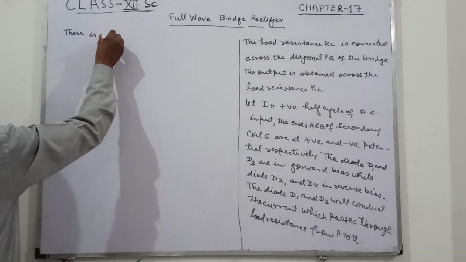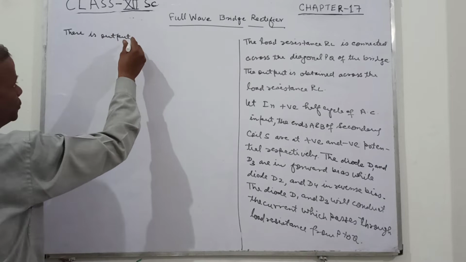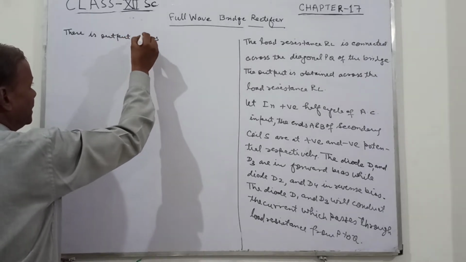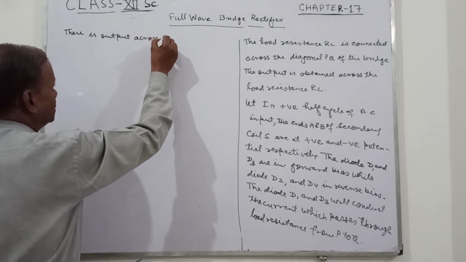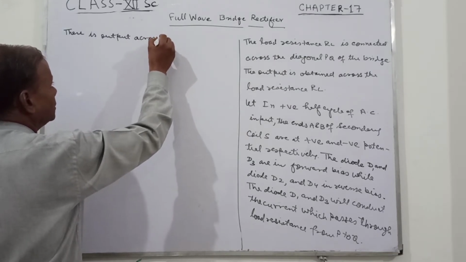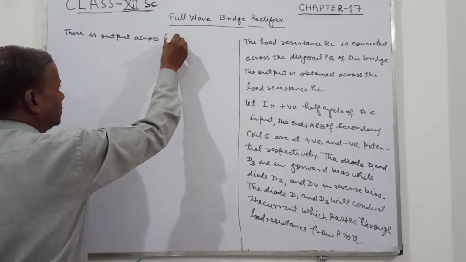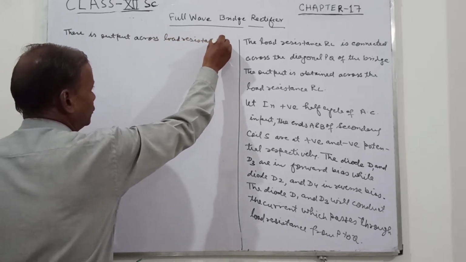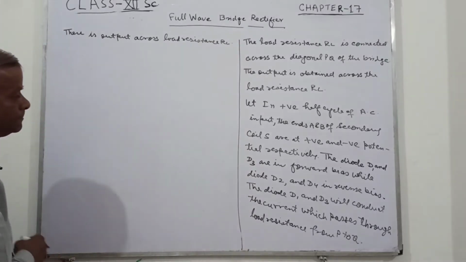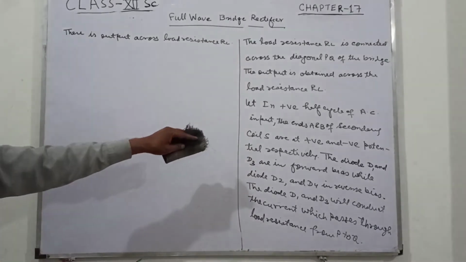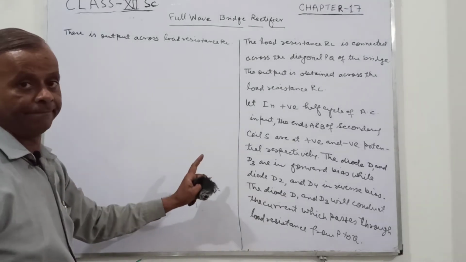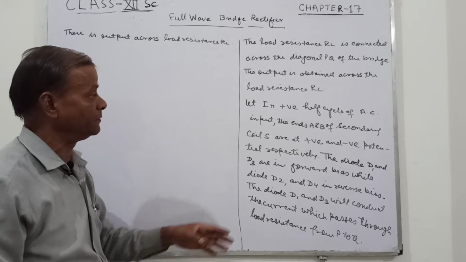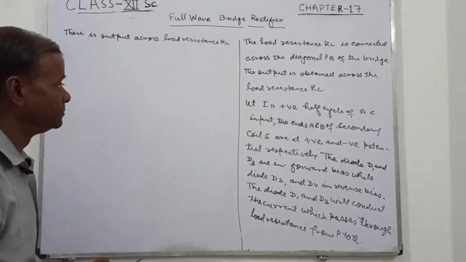There is output across load resistance RF. This is what happens for the first positive half cycle. And then for the negative half cycle, the polarity of the ends of the secondary coil will change.